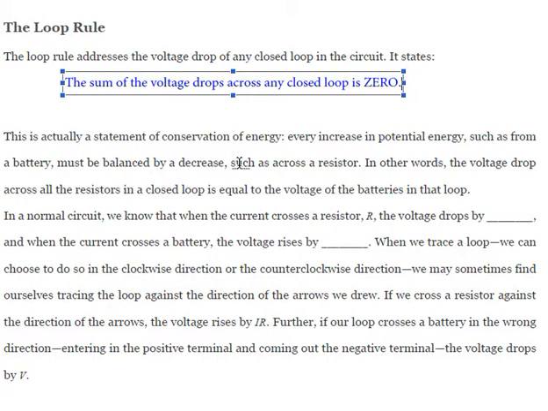So whereas the junction rule was kind of a statement about conservation of charge, the loop rule is a statement of the conservation of energy. So every increase in potential energy, like from a battery or some power supply, has to be balanced by some decrease. So like a resistor has to be there to use up the energy. So voltage drop across all resistors in a closed loop is equal to the voltage of the battery in that loop. So whatever positive you have has to have a total matching negative.